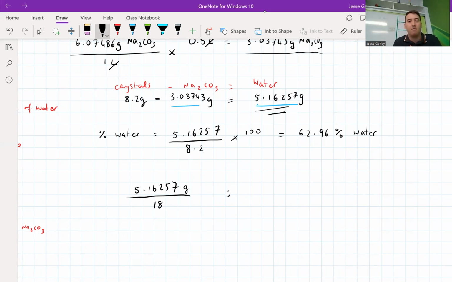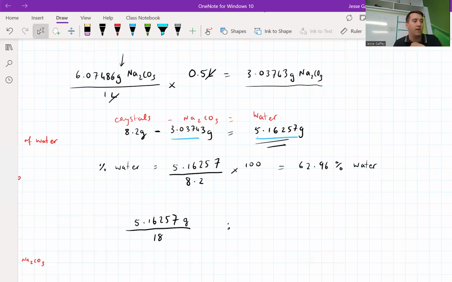And then we're going to do the same for the mass of the sodium carbonate. So I'm going to get you to pause the video and finish that off if you haven't done it already. All right, so here is the mass of sodium carbonate in the crystals. It was 3.03743. And we're dividing that by the molar mass of sodium carbonate.